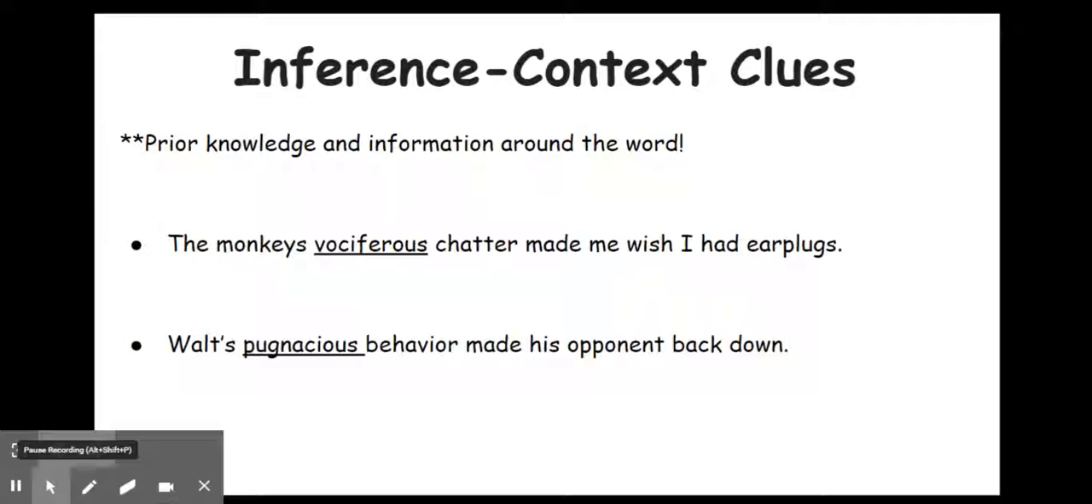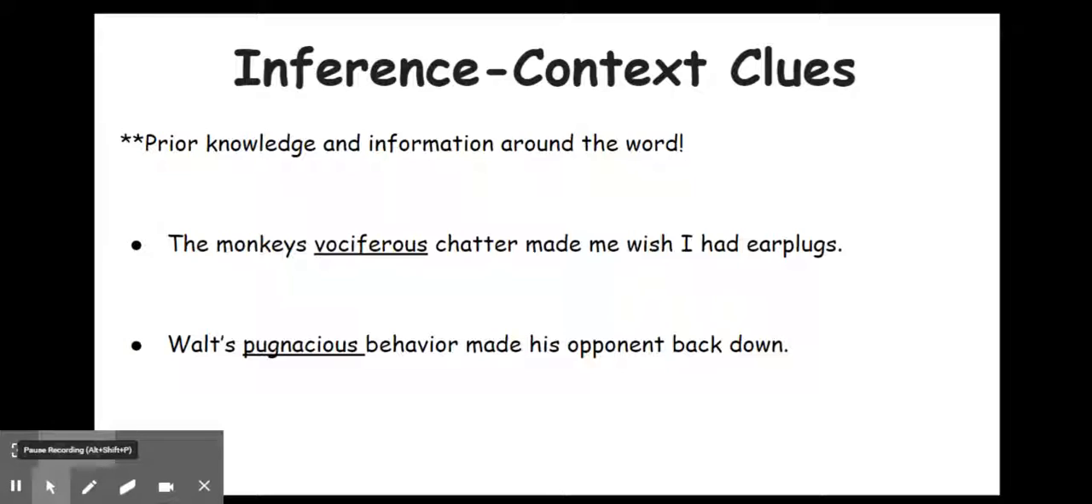Inferences. Here, we have to use our prior knowledge and information that we're given. Let's read the first sentence. The monkey's vociferous chatter made me wish I had earplugs. So we see the monkeys are chattering, or they're talking, and the person wishes they had earplugs. Anytime we need earplugs, we know that it's either loud or we don't want to hear something. So the monkeys may be loud.